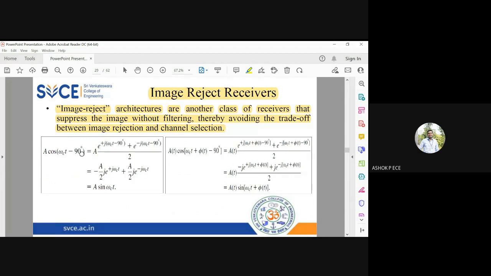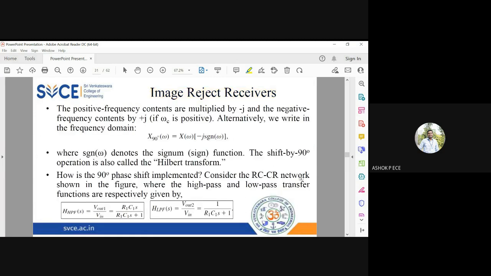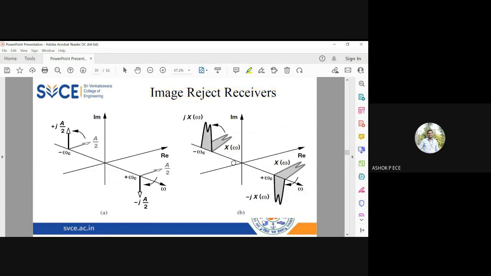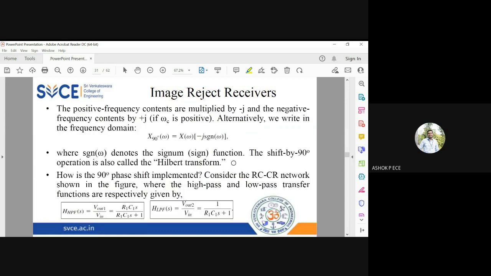it by 90-degree phase. So if I take cos omega t, it will become sin omega t. If I have additional information phi of t, I am going to get the exact sine term plus that signal itself. So image reject receivers work on this principle. If my information is there in the phase, it will not get changed, however much shifting I do to the signal. So this is the basic concept of image reject architecture.